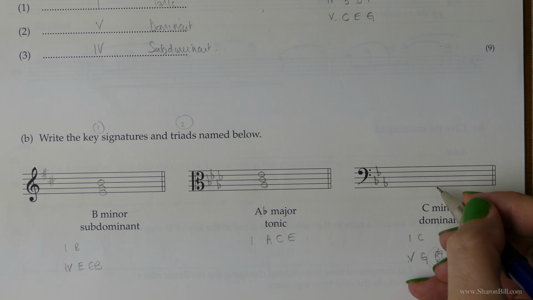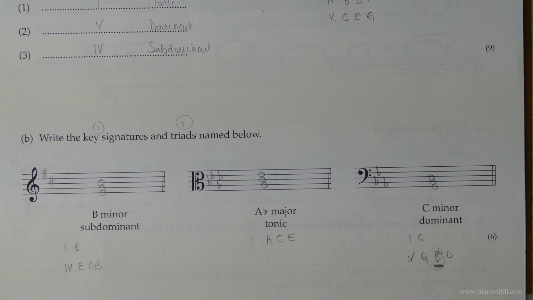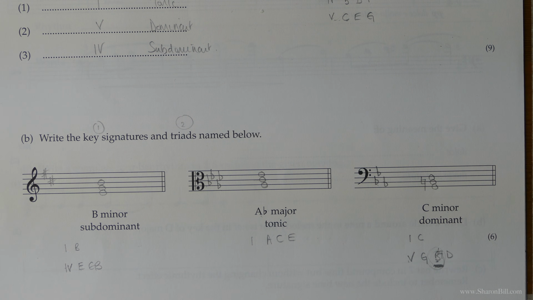So we want to write our G, B, D triad. However, we need to remember to raise that 7th. So there we go. That's the end of that question, and that's the end of that paper.